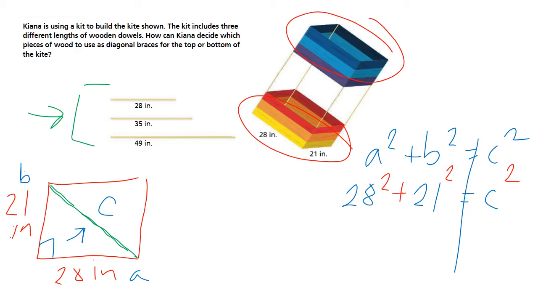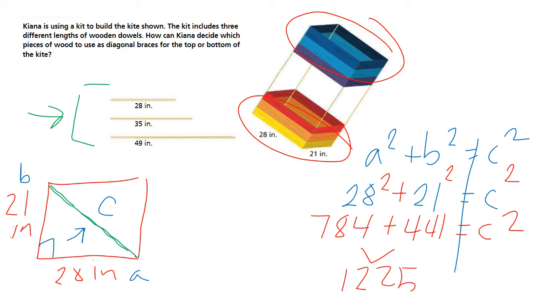So 28 squared happens to be, and 21 squared happens to be, nope, I had it backwards in my notes. My apologies. Let's just go ahead and do this again. 28 squared happens to be 784. 21 squared happens to be 441. There we go. Equals c squared. We're going to add these together. 784 plus 441 is 1225 equals c squared. I am running out of room, so I'm going to go to the next page.